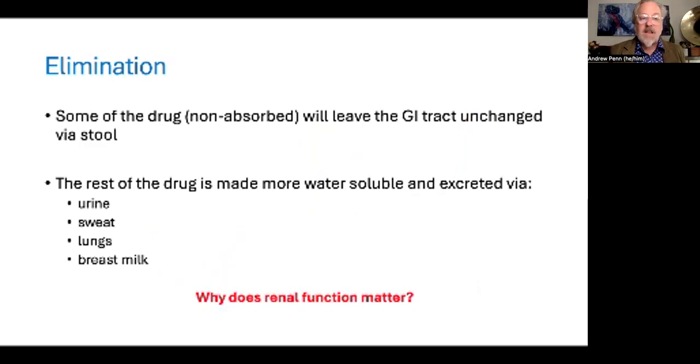So then finally, elimination. Now, some of the drug is just not going to get absorbed and it's going to go out into the stool in the same form it came in. So not converted, not absorbed. The rest is going to be metabolized, converted into a more water-soluble form, and made so that it can be excreted largely in the urine. And this is why renal function matters, because if the person can't eliminate the drug, then it's going to stick around in the body. And so this is why we often use lower doses in people with renal issues, in addition to people with hepatic issues.